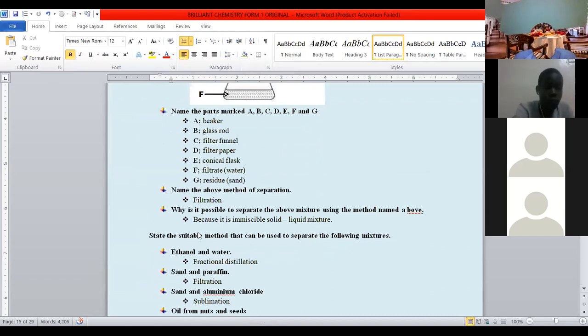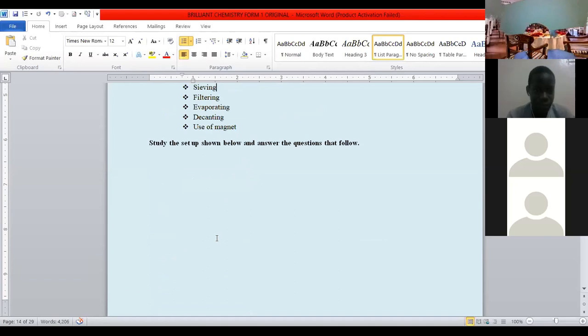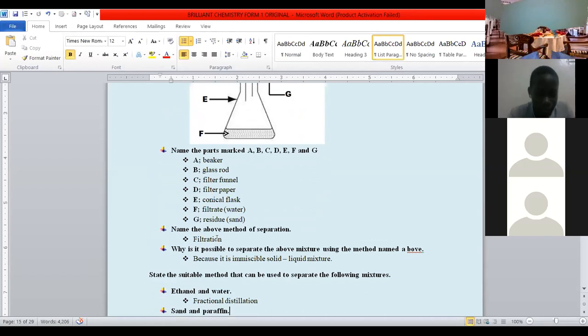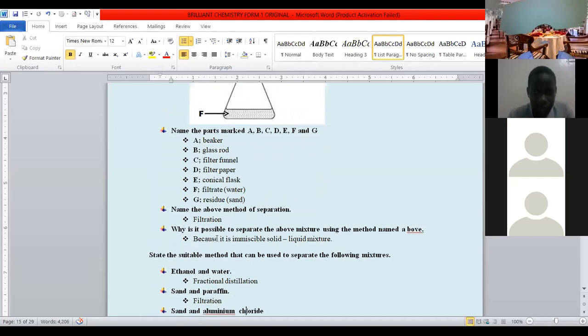The suitable method that can be used to separate the following mixture: ethanol and water. Fractional distillation. Which one was there again? Standard paraffin. Filtration. Very good.